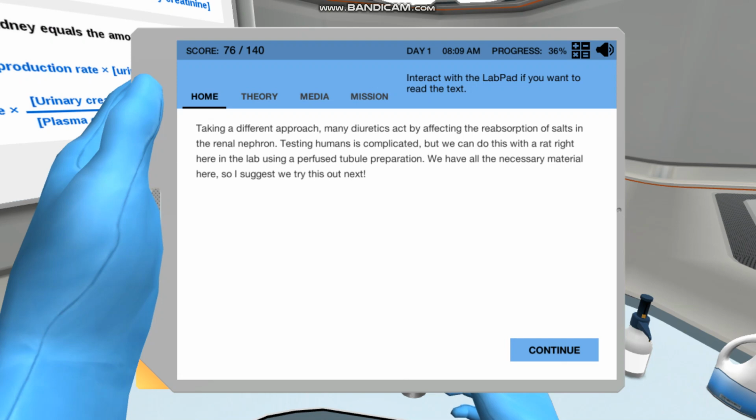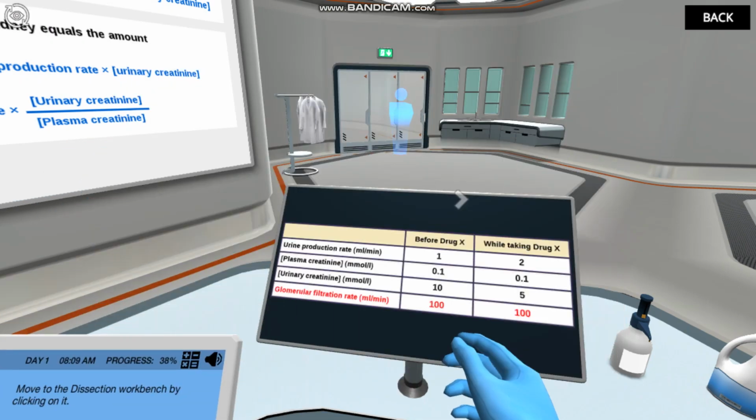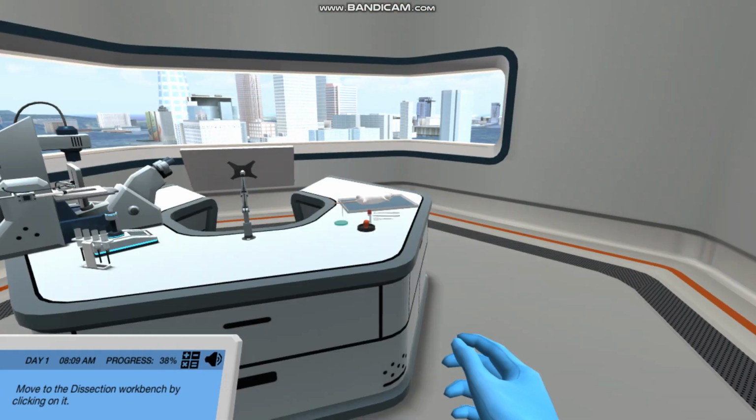Taking a different approach, many diuretics act by affecting the reabsorption of salts in the renal nephron. Testing humans is complicated, but we can do this with a rat right here in the lab using a perfused tubule preparation. We have all the necessary material here, so I suggest we try this out next. Move to the dissection workbench by clicking on it.